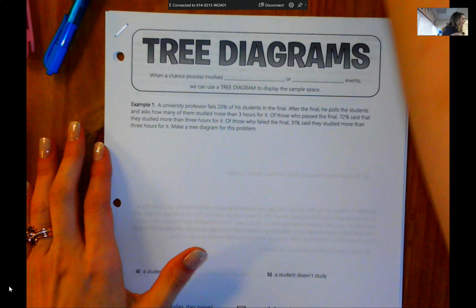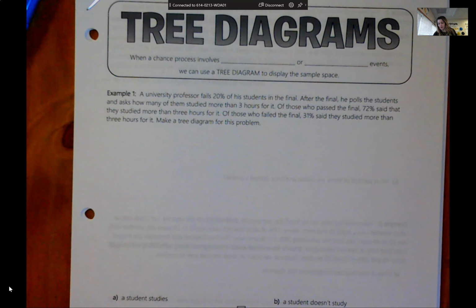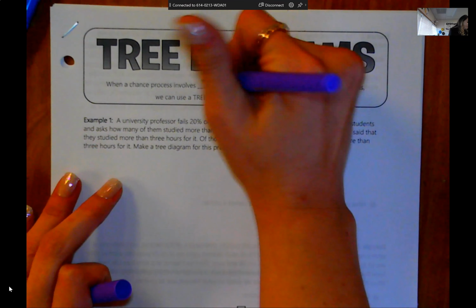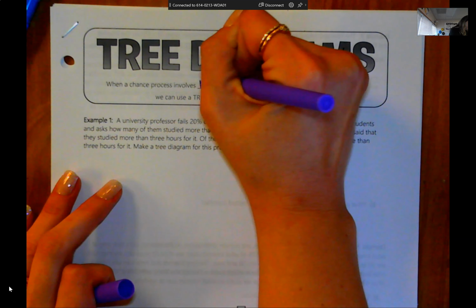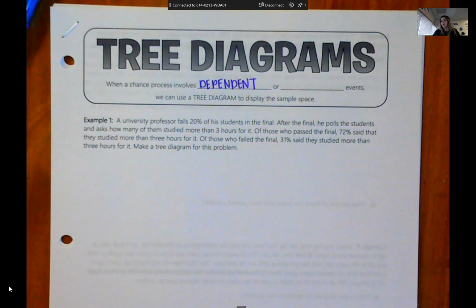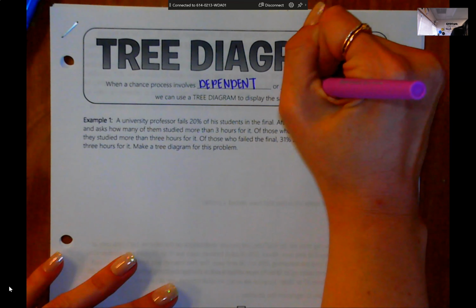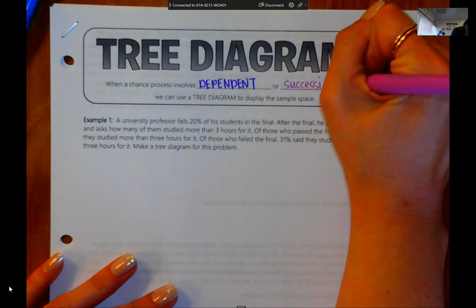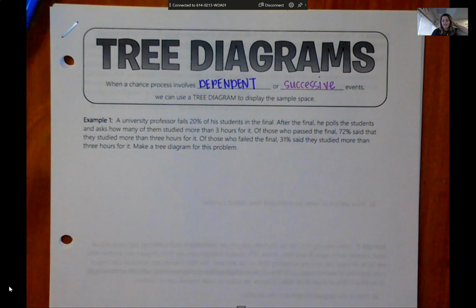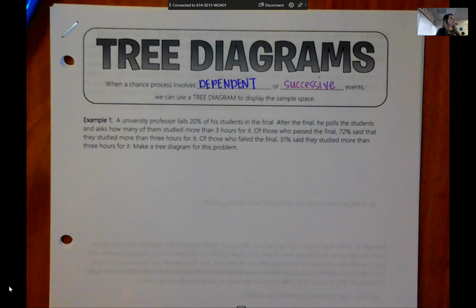So we use tree diagrams when we have a chance process that involves dependent, so this first blank is the word dependent, or successive events. Dependent or successive events. Successive, you can also think about that as sequential. Like, what's the chances that the first 3 ties are going to be yellow and then the 4th one is blue? Like, that would be sequential.